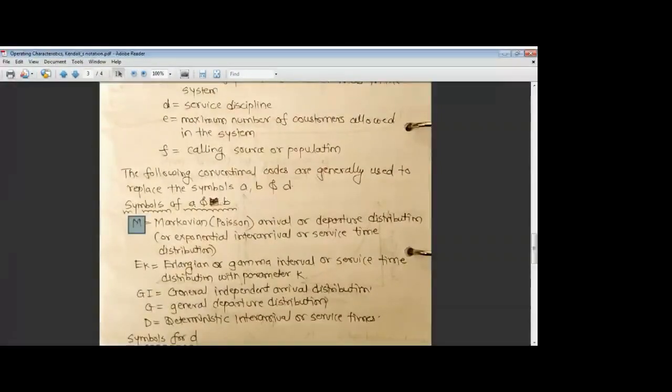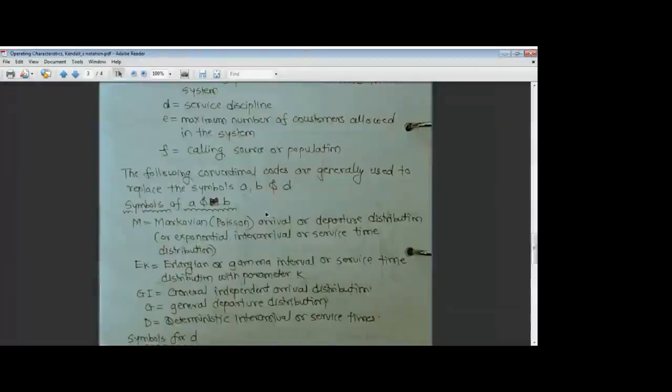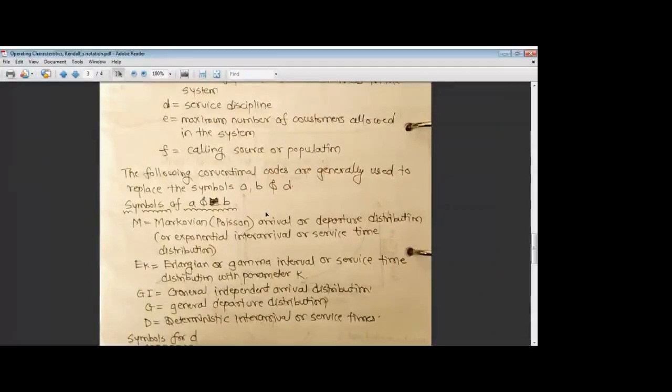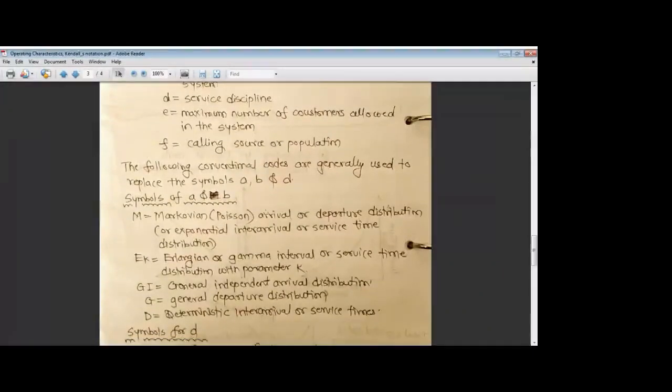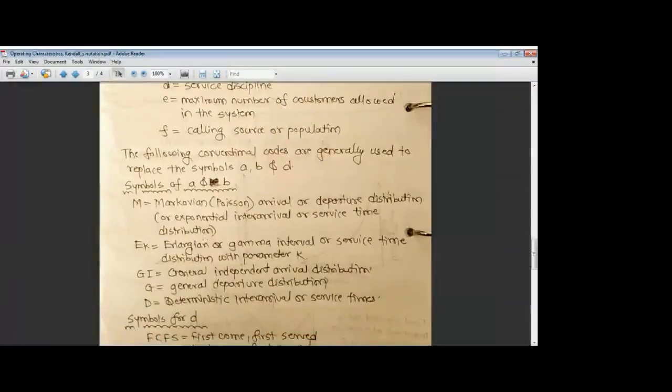So in place of A, what you are going to write is M. Even if your service distribution is Poisson, you'll be replacing the B symbol by writing the capital M, right? So this is your Poisson distribution. And even for the exponential distribution, we are going to use the same symbol, that is M. So for the Poisson distribution and the exponential distribution, we do not have a different symbol. You have to write it as the Markovian distribution only, right? So there are some other types of distribution also.